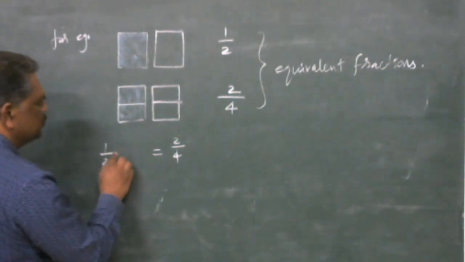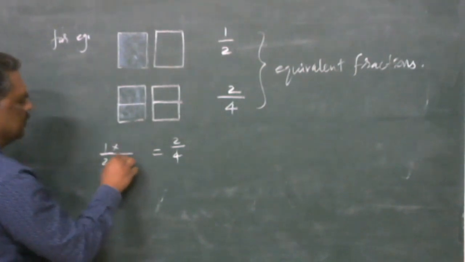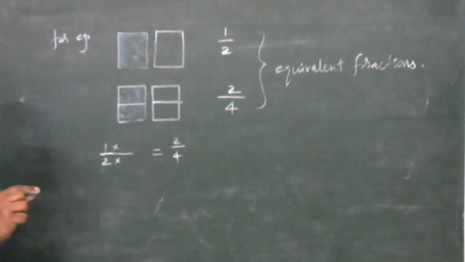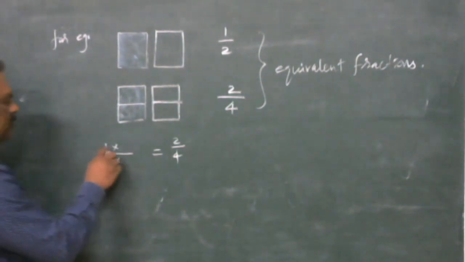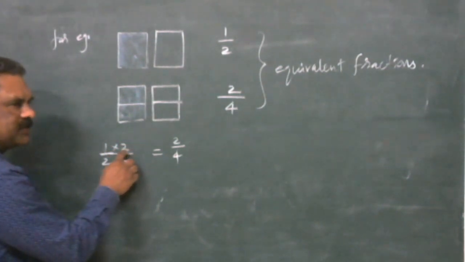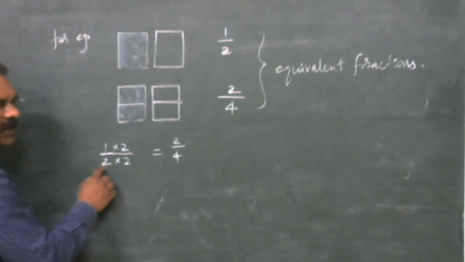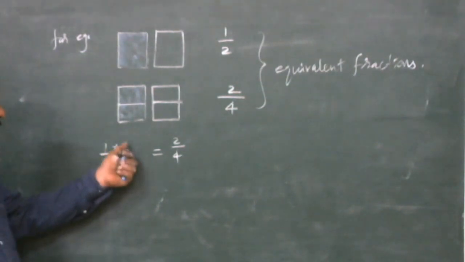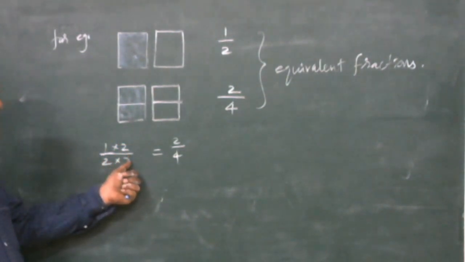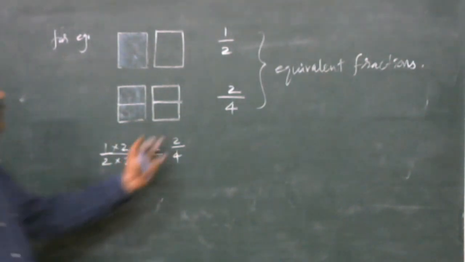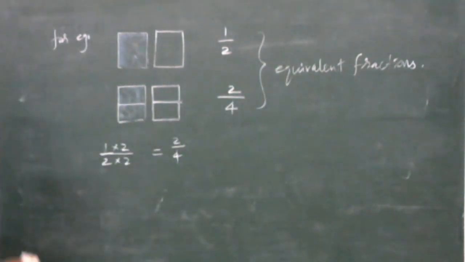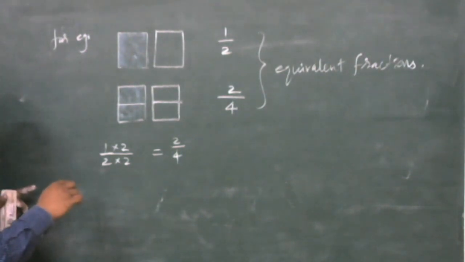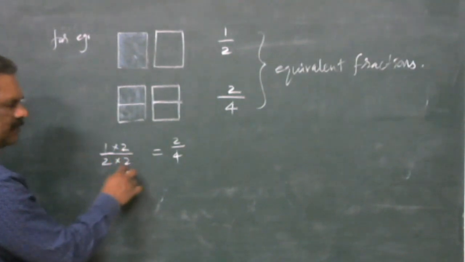So we will be using the idea of multiplying numerator and denominator by the same number. 1 piece becomes 2, divide 1 piece into 2 parts, then 2 pieces will become 4. Clear? So we need to multiply both numerator and denominator by the same number, then we will get equivalent fractions. So how do you get equivalent fractions? Multiply numerator and denominator by the same number.